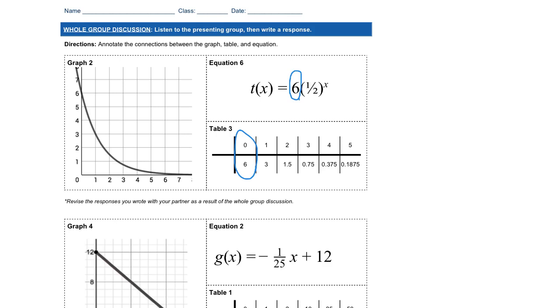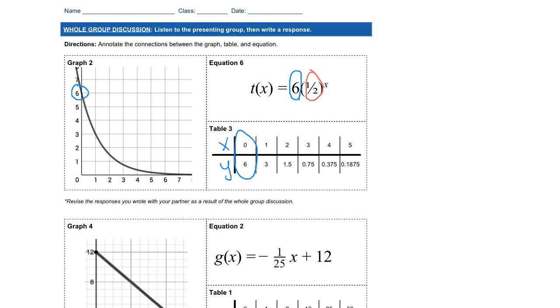So when x is 0, this is x, this is y. When x is 0, y is 6. That's the number that's outside of your parentheses. It's also this number right here where your graph crosses the y-axis. So I would ask that you now use a pen instead of a pencil, or another colored pen or pencil, so you can visually see the difference in color, because we're going to look at one other aspect of this equation, and that's the 1/2 inside the parentheses.